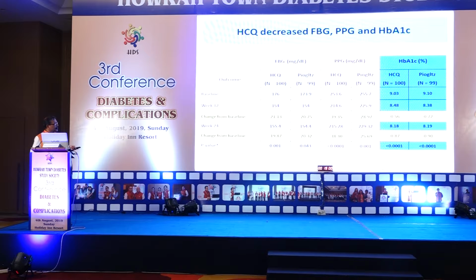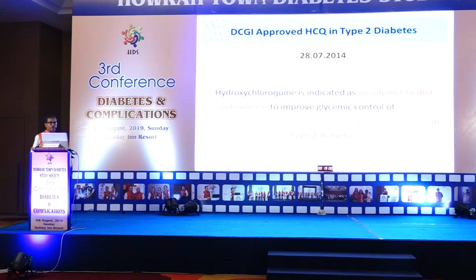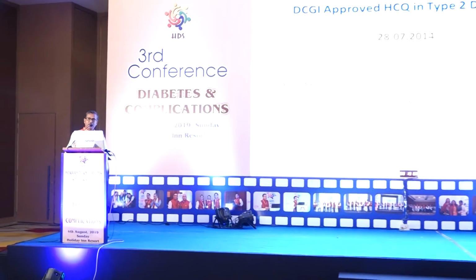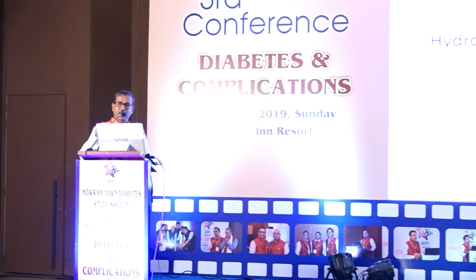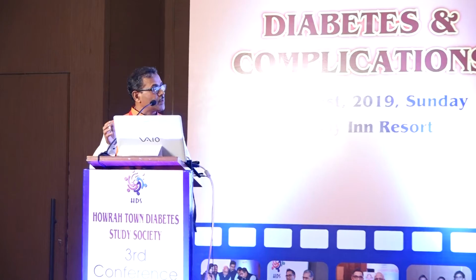You can see the result here after a period of 12 weeks and 24 weeks. There was significant reduction of fasting, postprandial, as well as HbA1c in both groups, but regarding the postprandial blood glucose reduction, numerically there was better reduction in the hydroxychloroquine arm, 39 versus 28, and after 24 weeks, 38 versus 25. Because of this study result, and considering the previous study results, DCGI approved this molecule for management of uncontrolled hyperglycemia on top of diet and exercise, metformin and sulfonylurea, at the optimal dose. And the dose is 400 milligram daily.